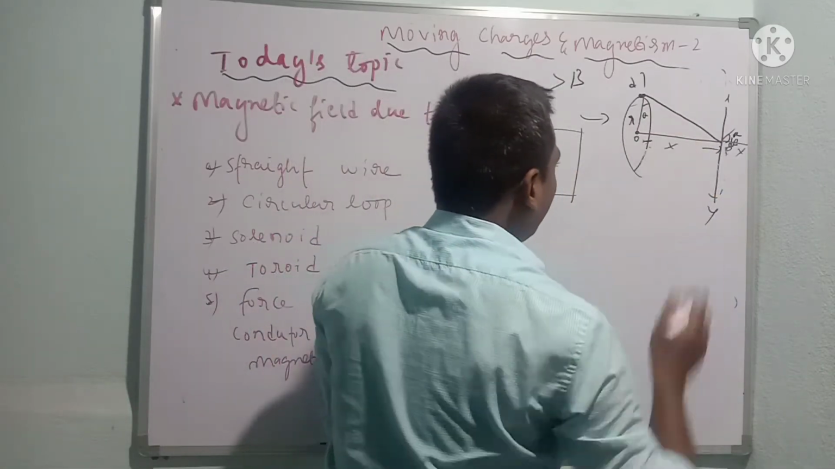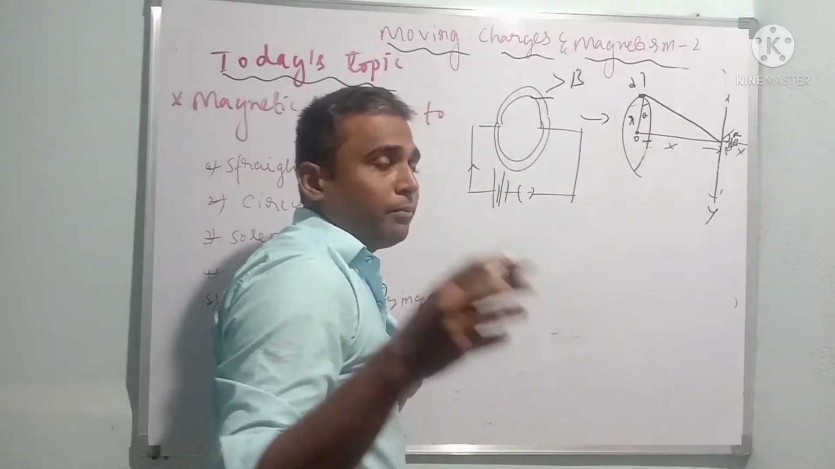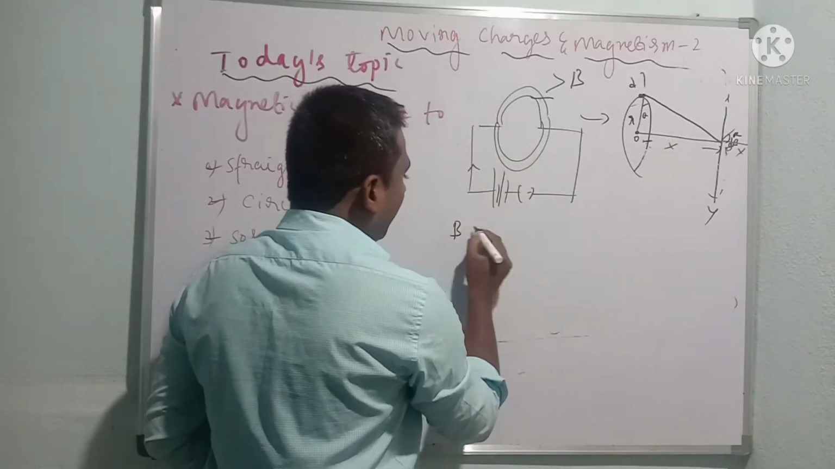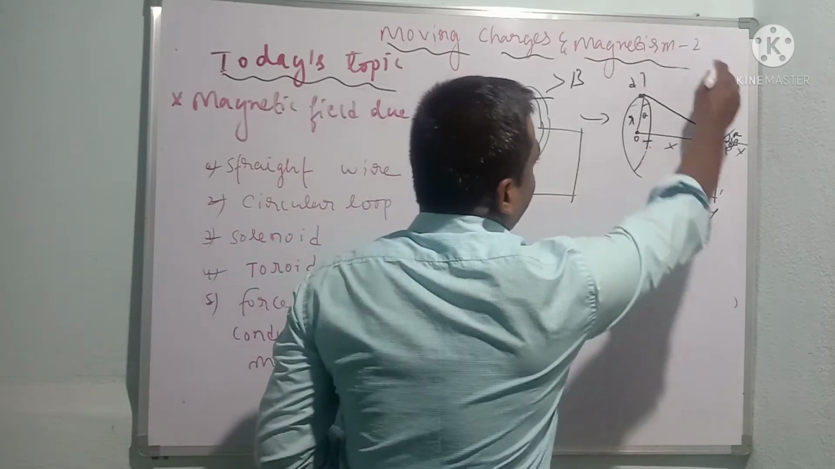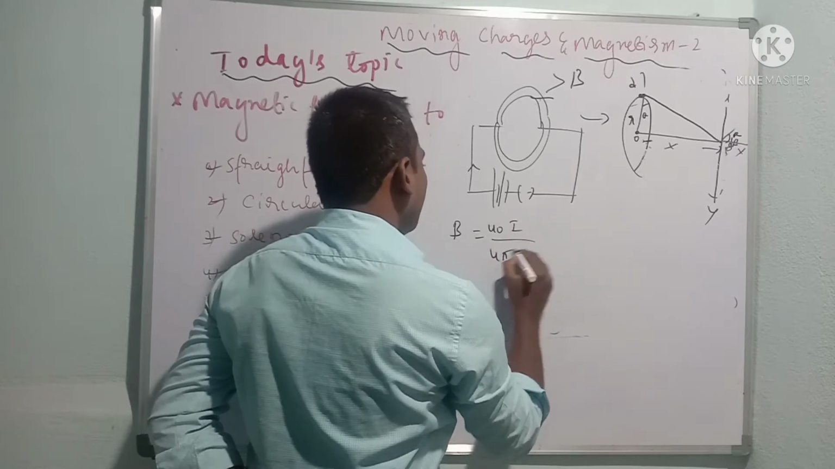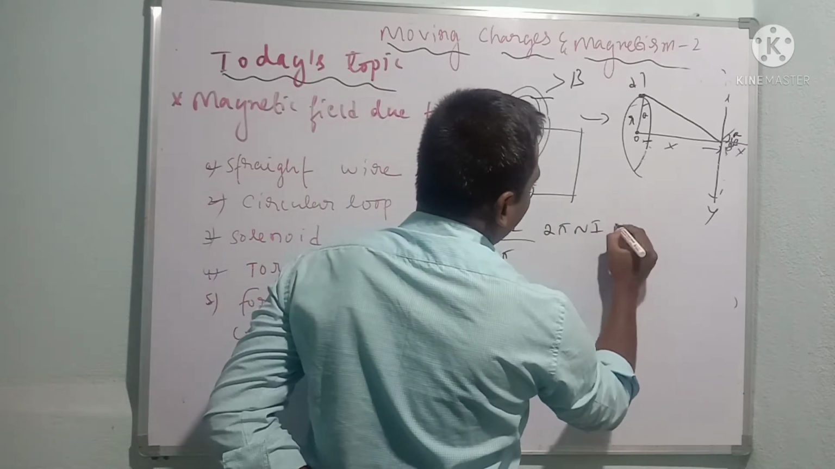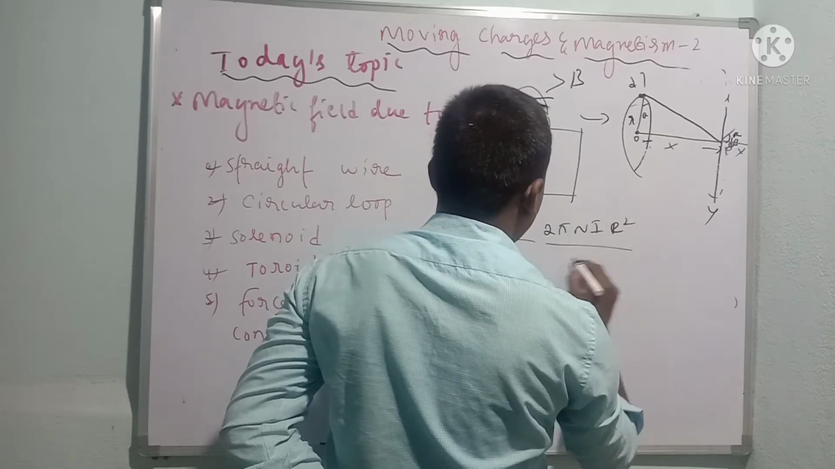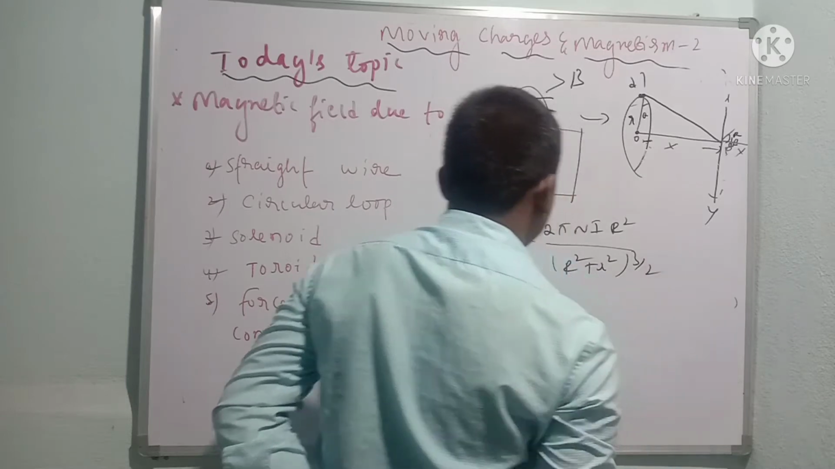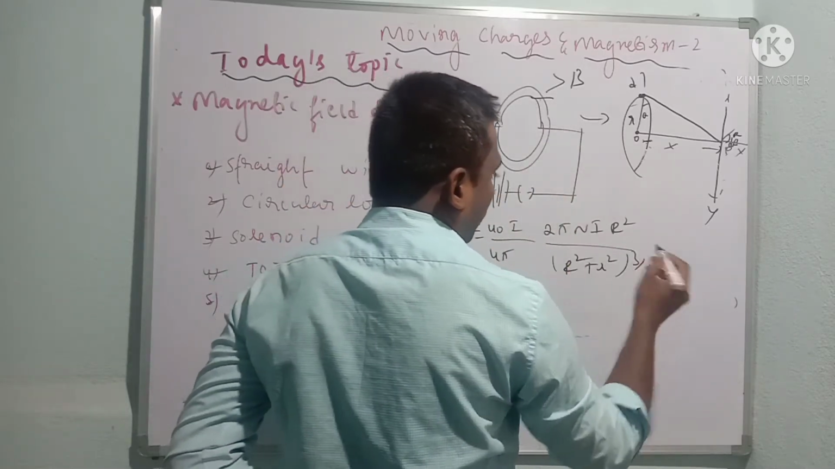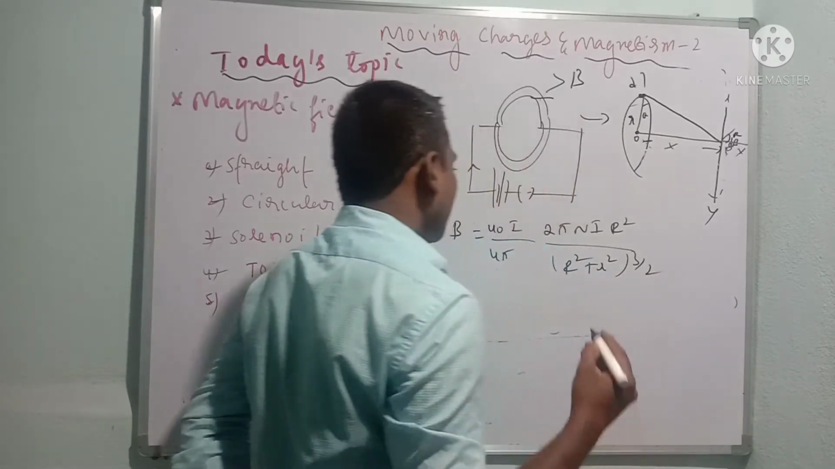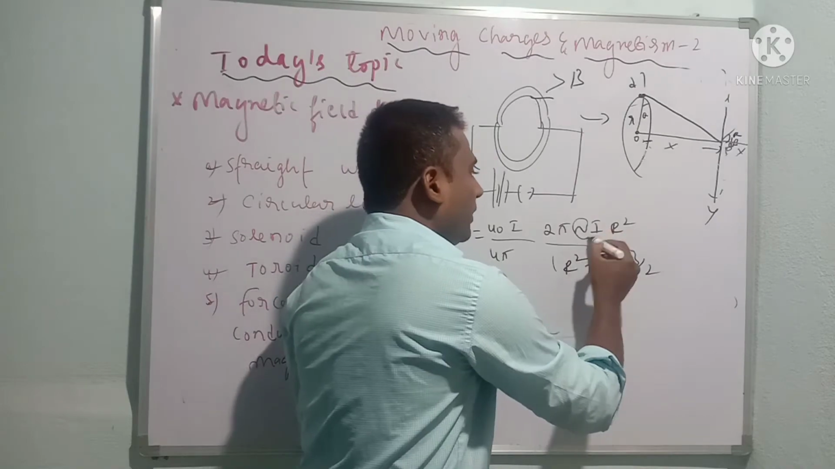Children, the derivation is very lengthy, but this is a crash course, so I'll take the expression directly. The magnetic field in this circular loop is given by mu naught divided by 4 pi, times 2 pi n I r square divided by (r square plus x square) to the power of 3 by 2. Here let us understand, what does n mean, children?